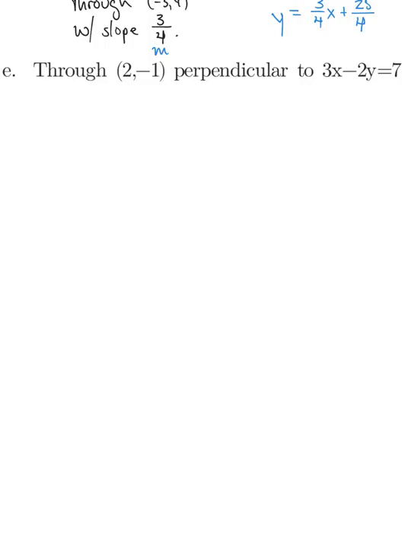So we're going to go ahead and start by writing out 3x minus 2y equals 7. We want to solve for y, and in order to do that, we're going to start by subtracting 3x from both sides. We get negative 2y equals negative 3x plus 7. Again, I want my x term first just so it looks like slope-intercept form.